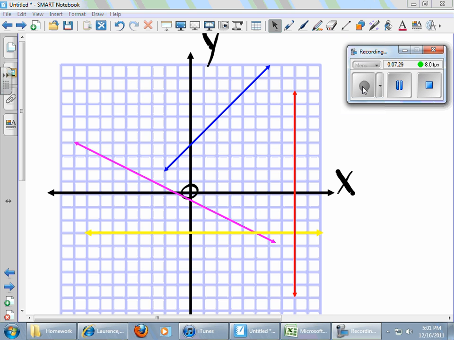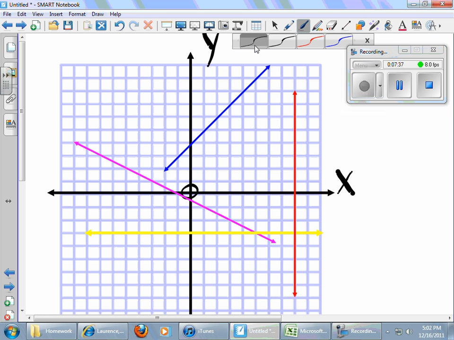Pause the video. The first thing I'm going to do is this magenta line. I'm going to find 2 points on the line, 2 points that I can tell are at an intersection. So it looks like there's one right there. And then, let's see here, there's one right there. Of course, some of you are saying, Mr. Lawrence, why didn't you use that one or this one? It doesn't matter as long as I can tell they're at an intersection.